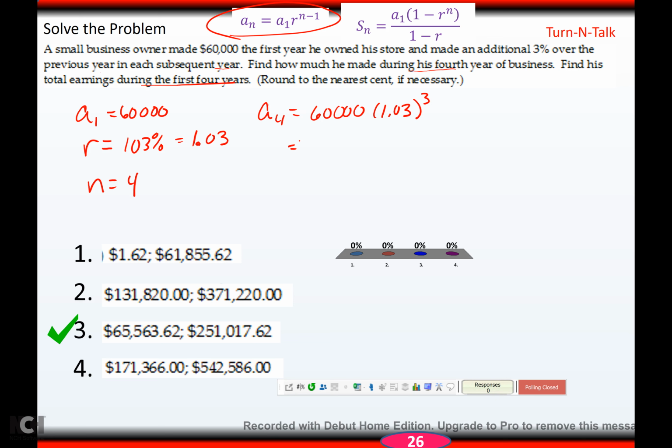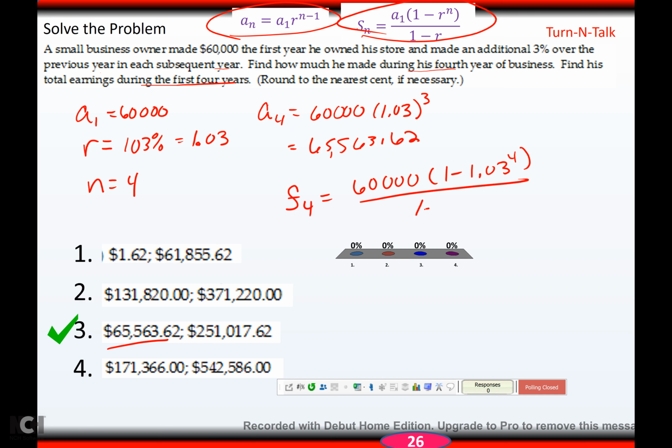And if you type that in, I type 1.03 caret 3, enter, times 60,000, enter. And I get 65,563.62. Okay, and then to get the sum of the first 4 years, we use the S formula. S sub 4 will be a sub 1, 60,000, times 1 minus 1.03 to the 4th over 1 minus 1.03.